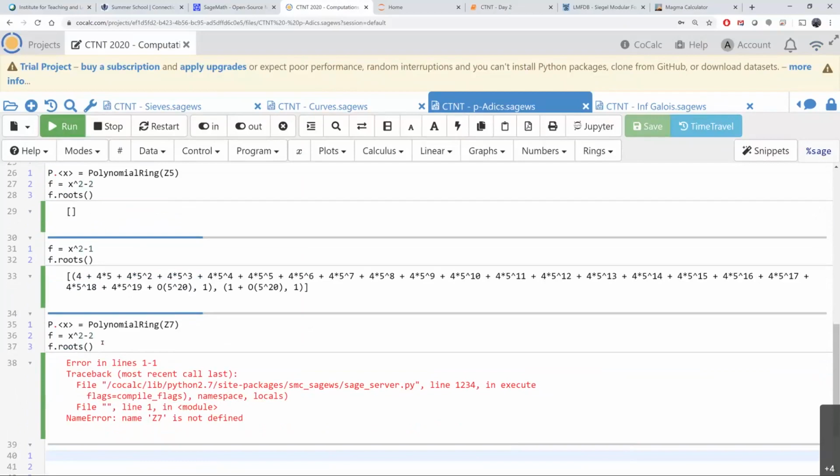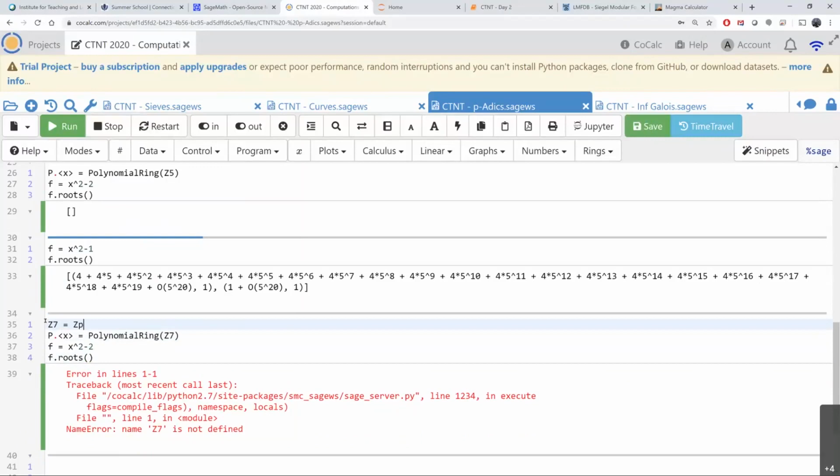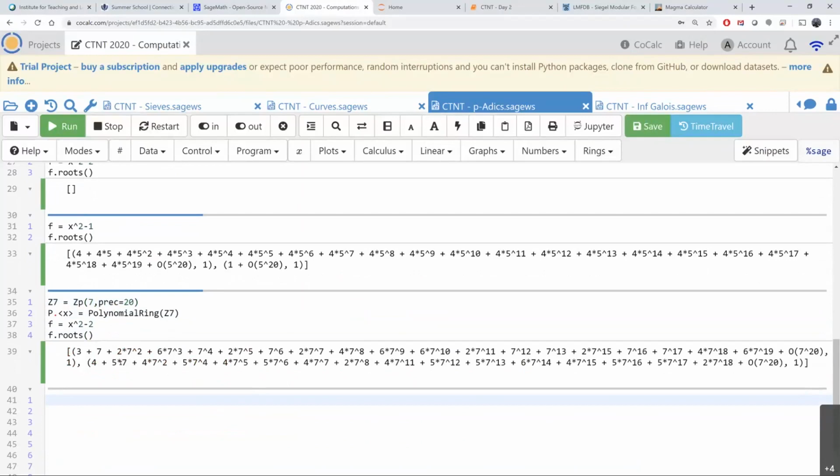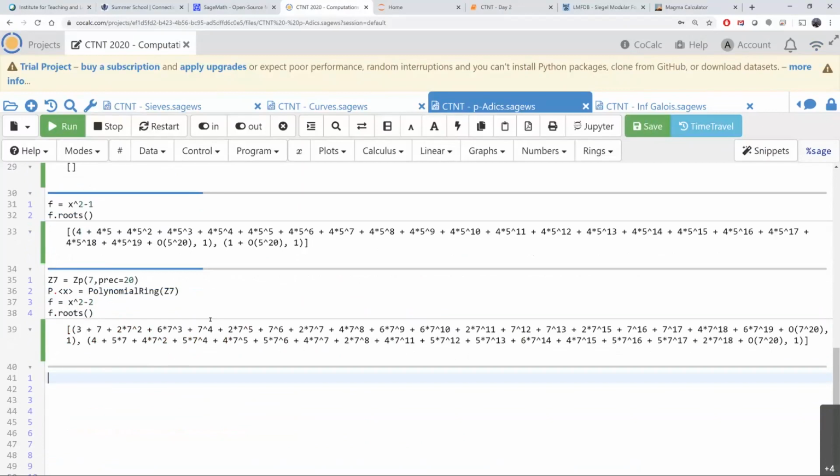Something went wrong. I didn't define the 7-adics, so let's just define the 7-adics. Thank you, Sage. So here is 7, precision 20. And then 2 is a square in the 7-adics, and here are the 2 square roots. So this is a 7-adic expansion of the square root of 2 and minus the square root of 2. All righty.